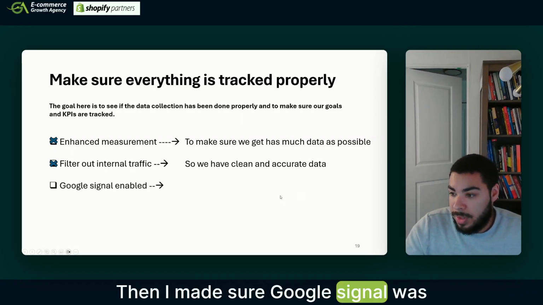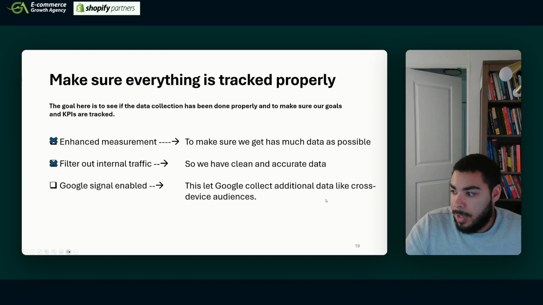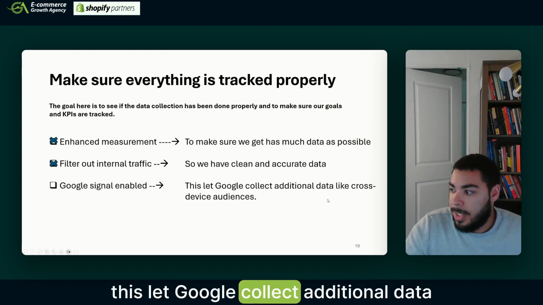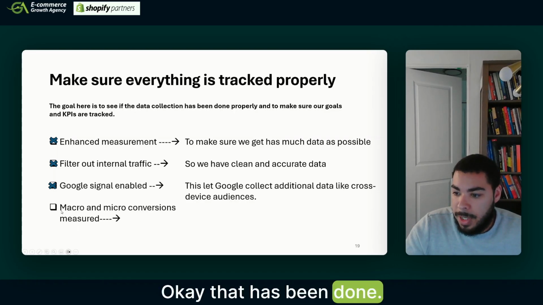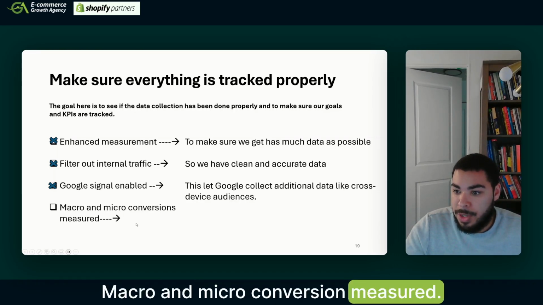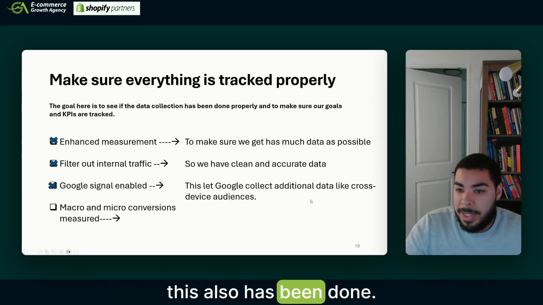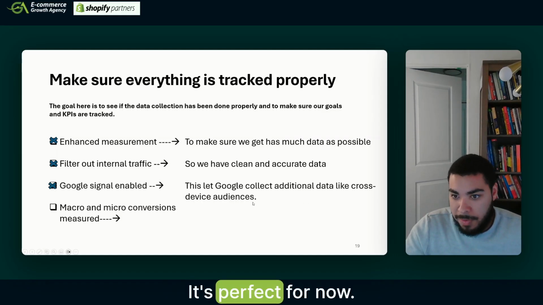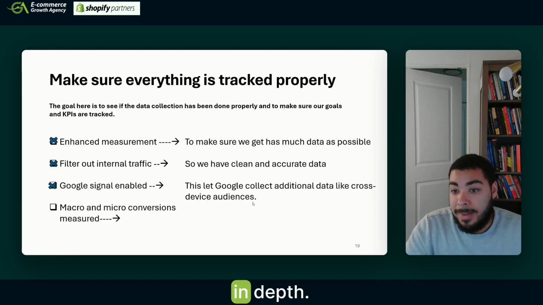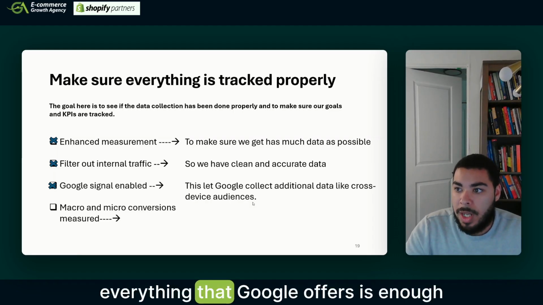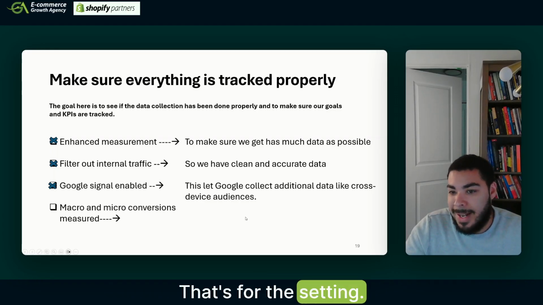Then I made sure Google Signals was enabled. This lets Google collect additional data like cross-device audiences. Okay, that has been done. Macro and micro conversions measured. This also has been done. It's perfect for now. We're not going too much in depth. So everything that Google offers is enough for now. That's for the settings.